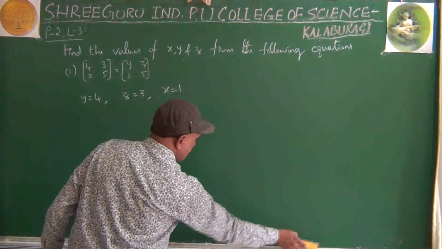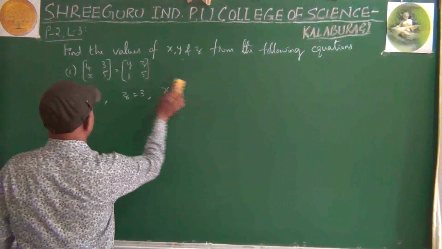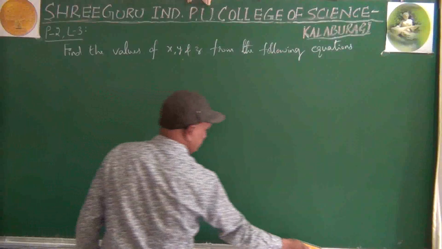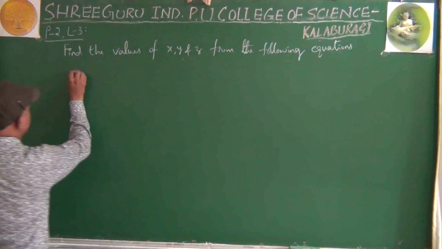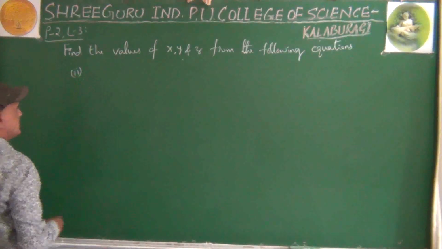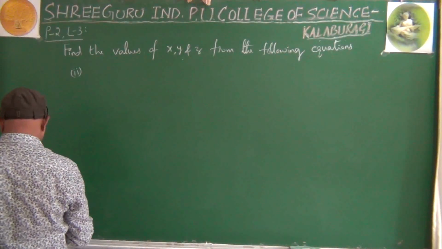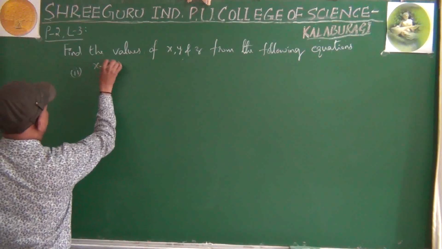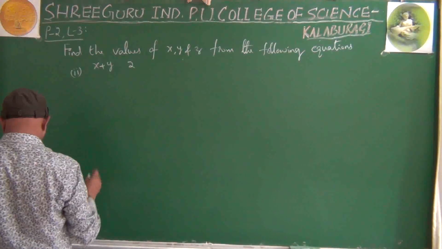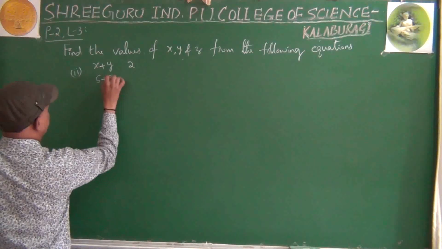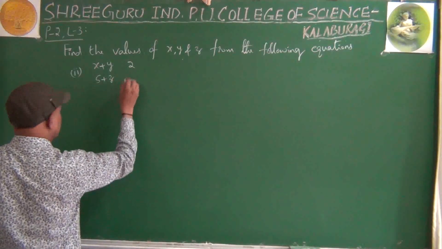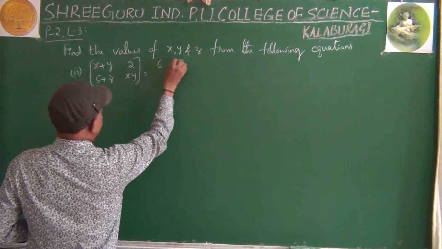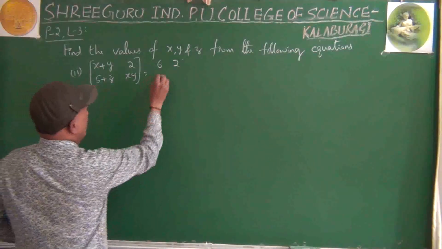Next, second sub question. I love this one. Simple one. Second sub question: the matrix with x plus y, 2 in the first row and 5 plus z, xy in the second equals the matrix with 6, 2 in the first row and 5, 8 in the second.